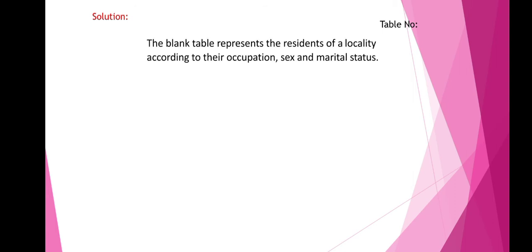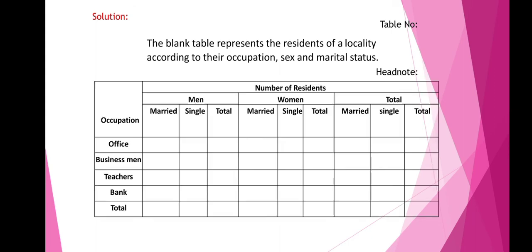First we have to write down the table number. And next we have to write down the title. After the title we have to mention the head note. Next we have to prepare the table. So this is a blank table. So here the occupations are given and here the number of residents are given.